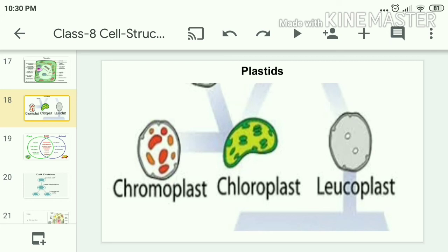Chromoplast. They are colorful plastids and contain pigments that give flowers and fruits their bright colors. Next one is chloroplast. They contain the green pigment chlorophyll, which is needed by plants to make food through photosynthesis. And the next plastid is leucoplast. They are colorless and store food in the form of starch, proteins and fats.